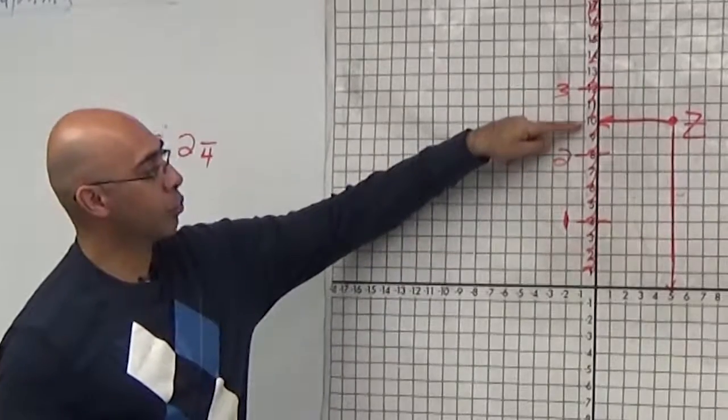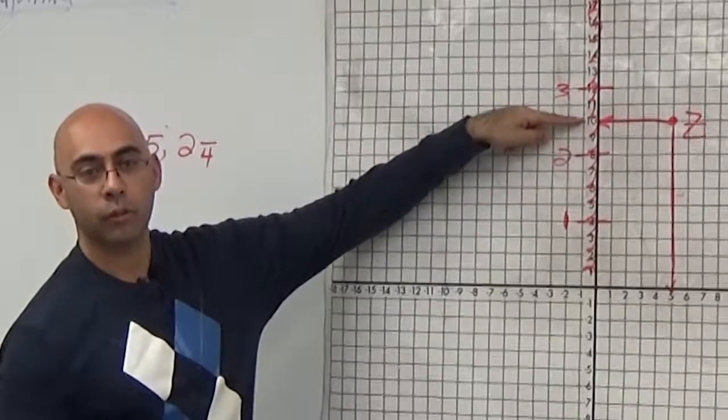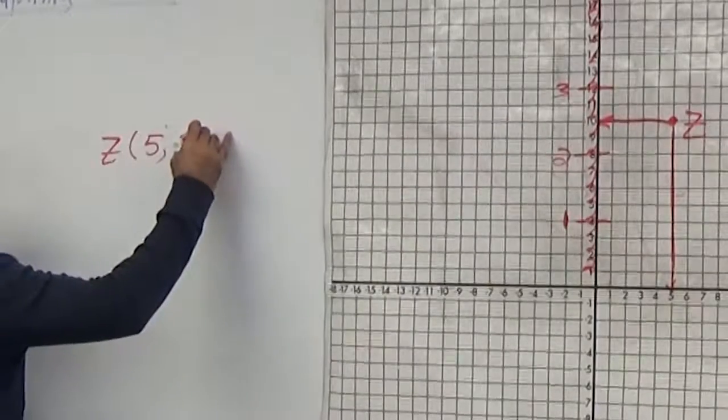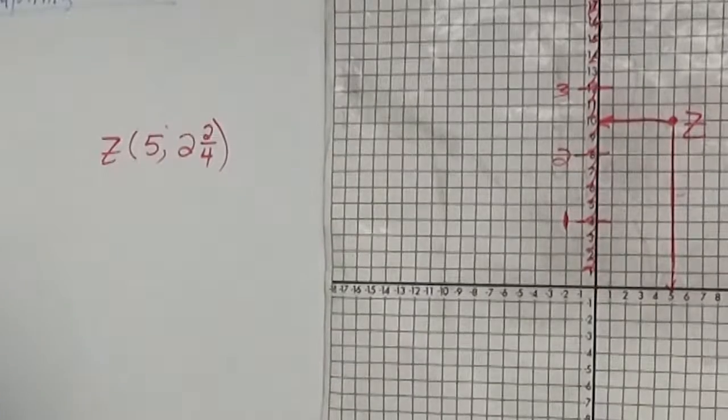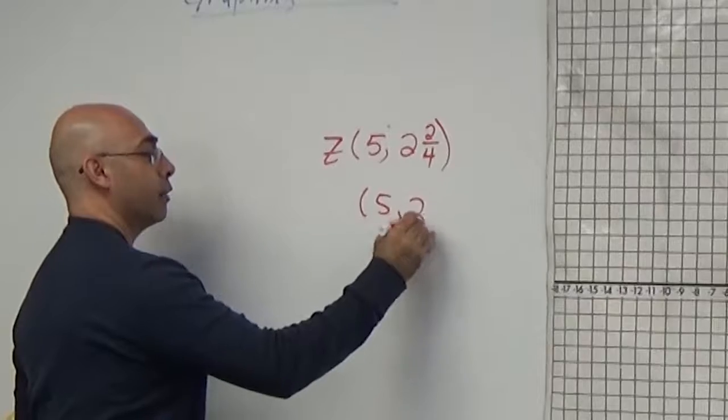The top number is, what line is it on? This is on the 1, 2. So this one's on the second line. So this is 5 and 2/4. You can simplify that to 5 and 2.